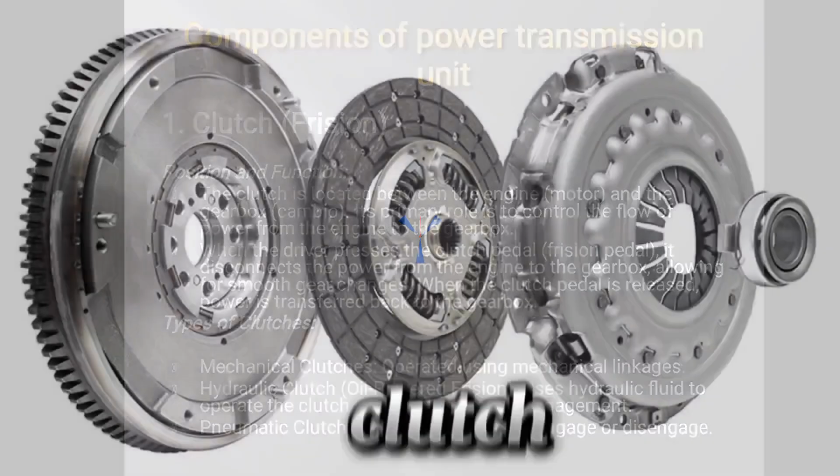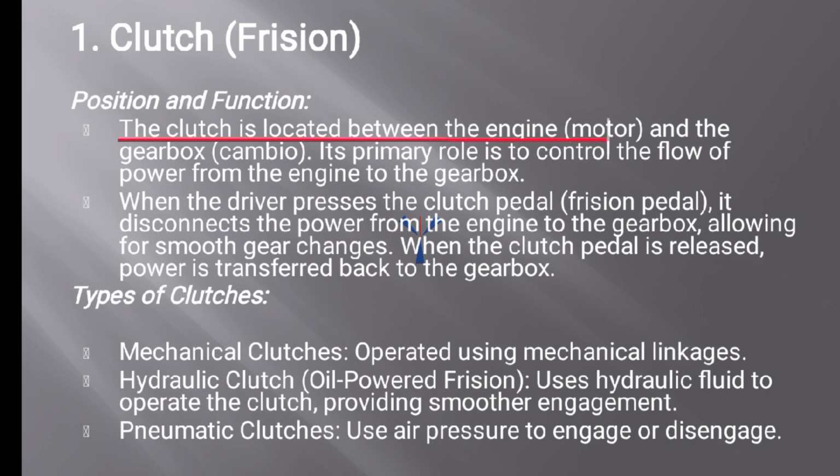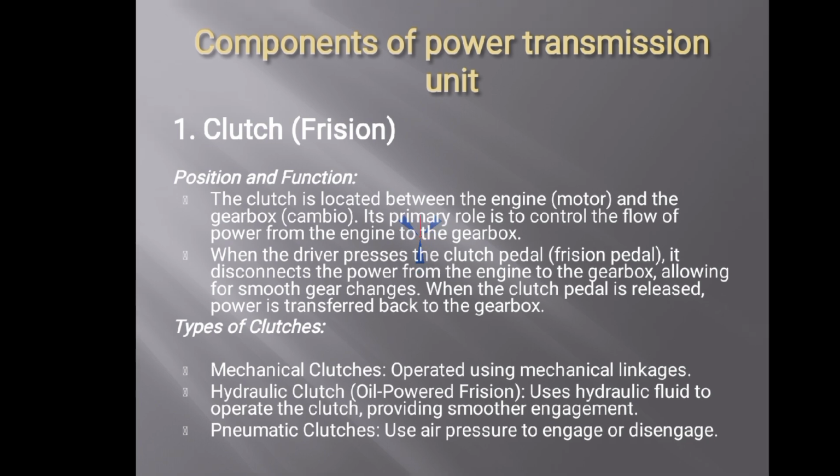So we have the clutch at the very beginning. The clutch is located between the engine and the gearbox. Its primary role is to control the flow of power from the engine to the gearbox. From now on we will see both the location and function of each component. So here the clutch is the first component of the power transmission unit, located at the beginning of this system, between the engine and gearbox, and its primary role is to control the flow of power from the engine to the gearbox. How?